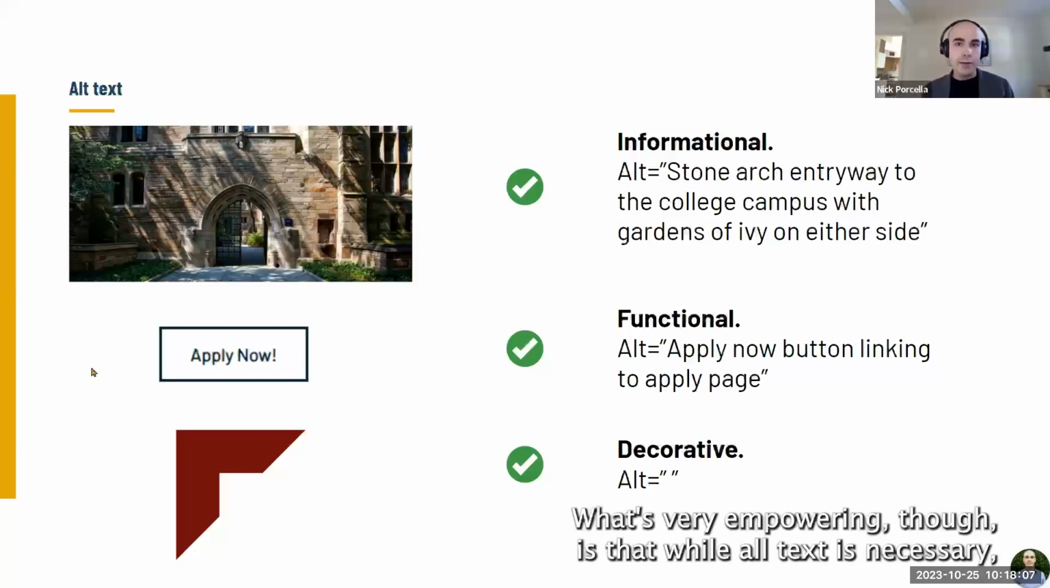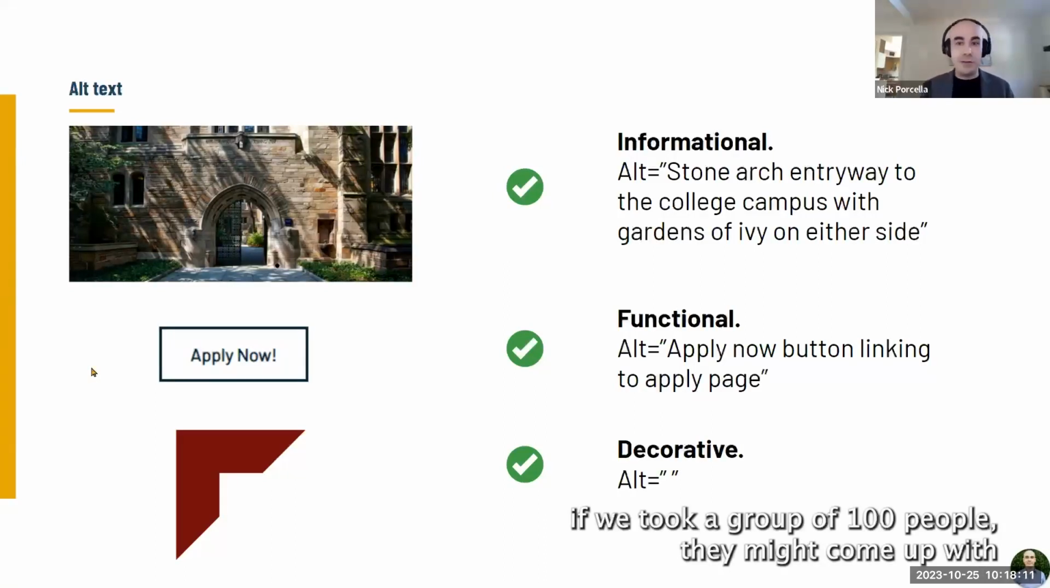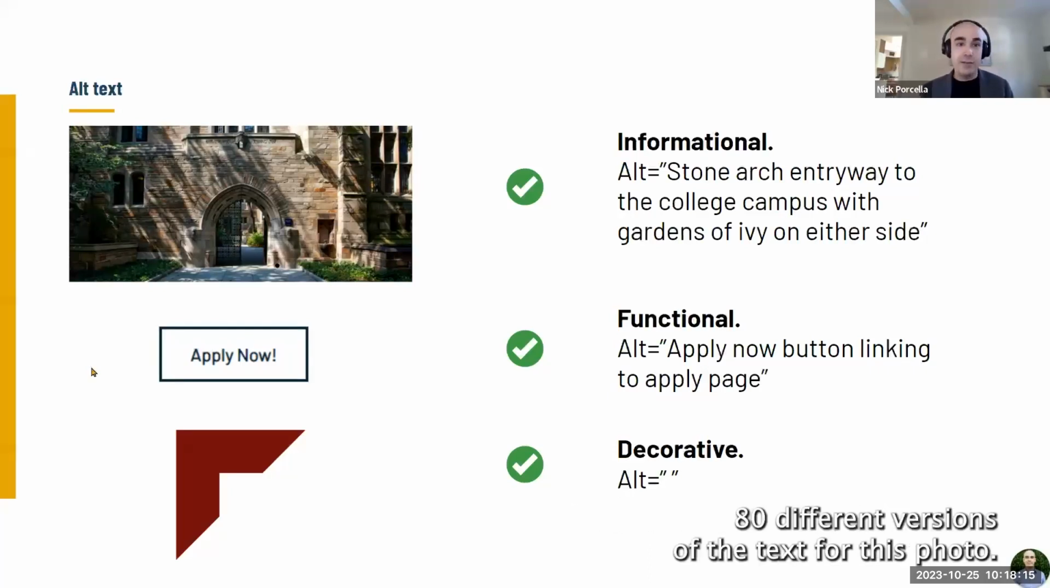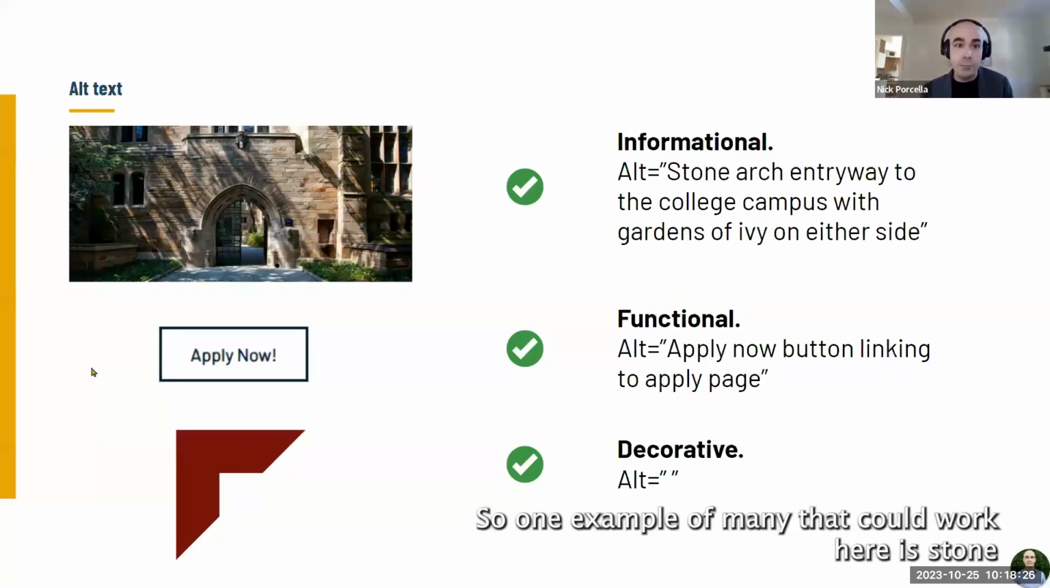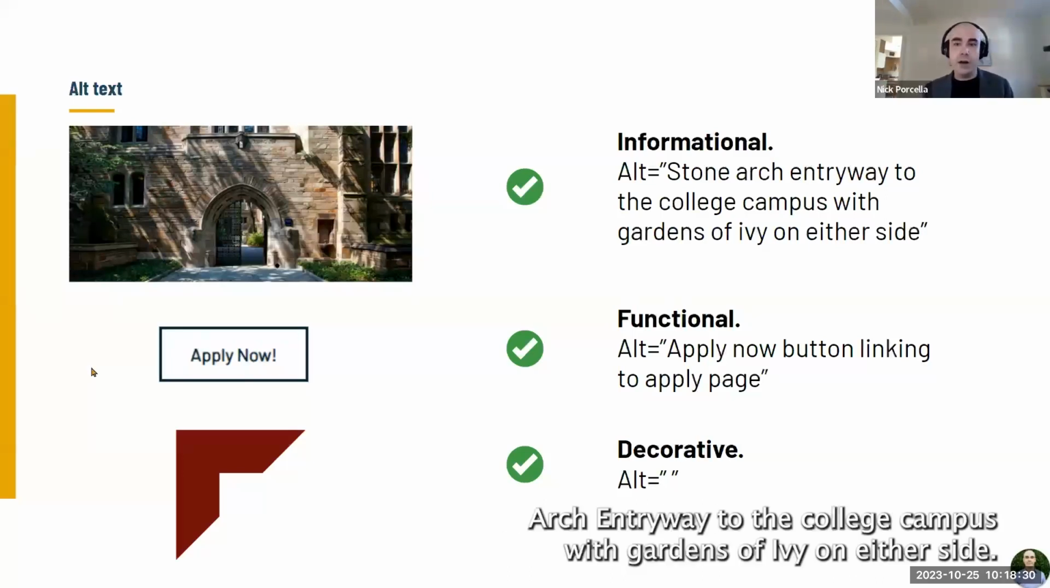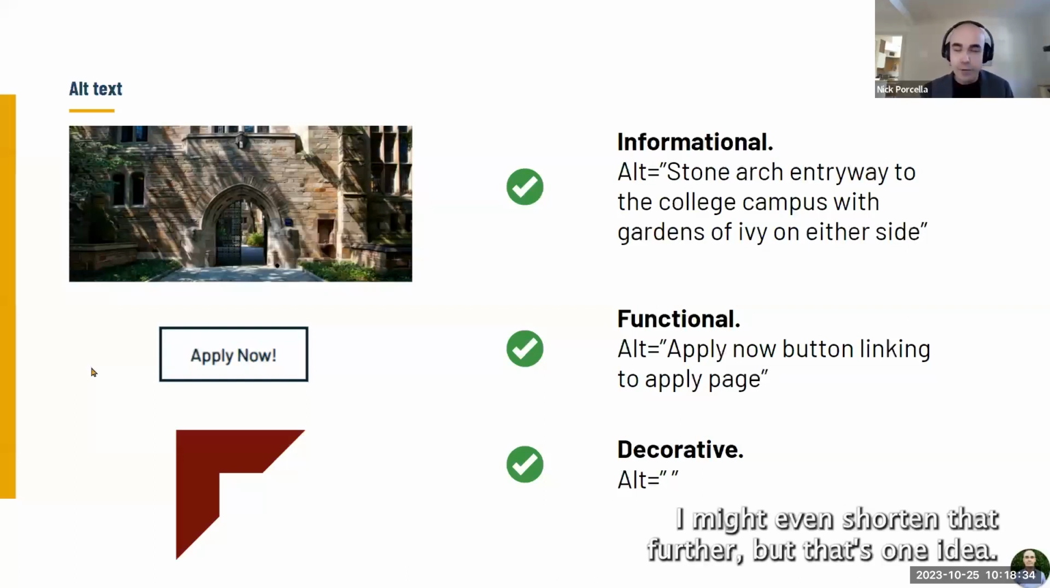What's very empowering, though, is that while alt text is necessary, if we took a group of 100 people, they might come up with 80 different versions of the alt text for this photo, and that's okay. There are certainly nuances. You don't have to be specific. The importance is that you have alt text. So one example of many that could work here is stone arch entryway to the college campus with gardens of ivy on either side. I might even shorten that further, but that's one idea.